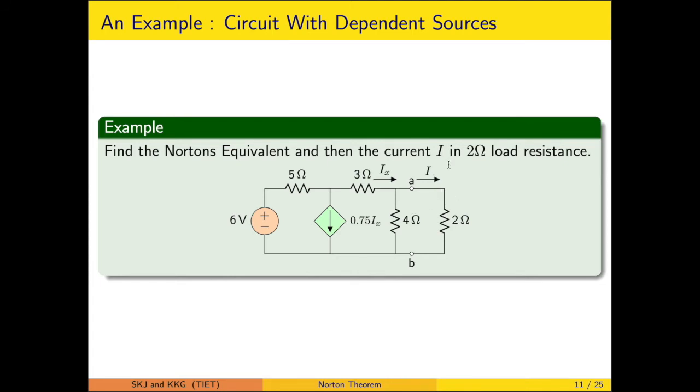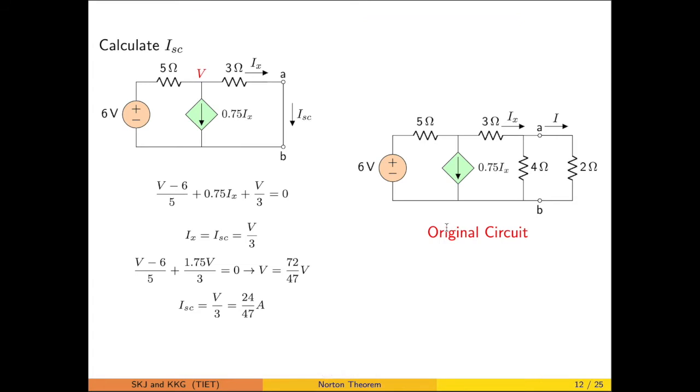Let's say we are interested in calculating the current I in the 2 ohm resistor using the Norton's equivalent. So the Norton's equivalent involves two steps. First, calculate the IN current, which is the short circuit current, and calculate the RTH. To calculate ISC, simply the load resistance is removed and short circuiting is done, and correspondingly we will be having a single node variable with respect to the reference. So the equation is written and we will be getting the ISC likewise.